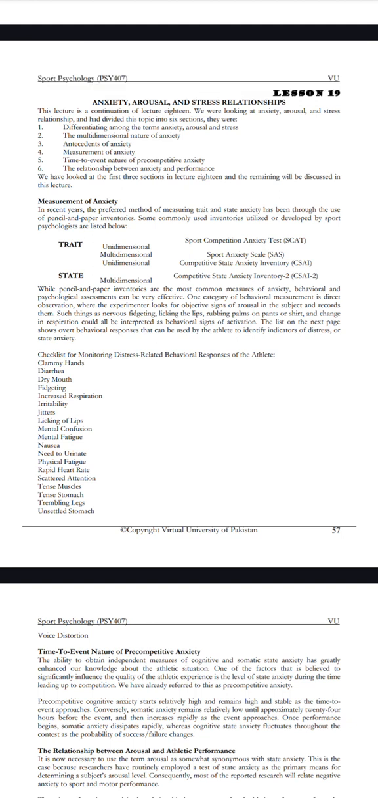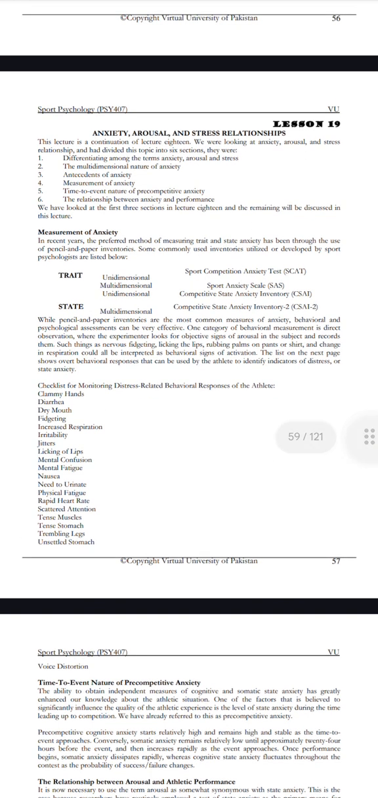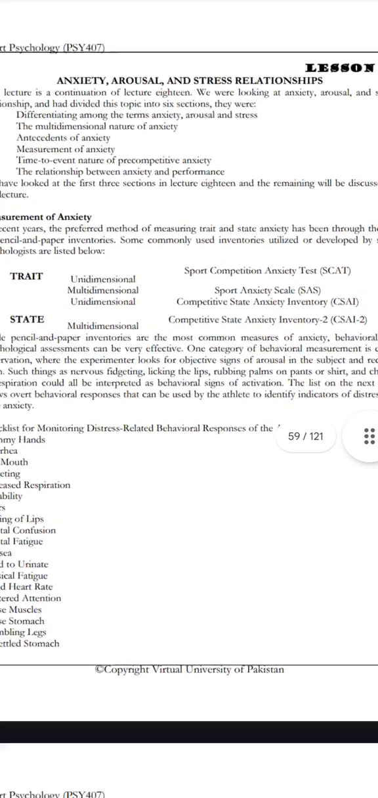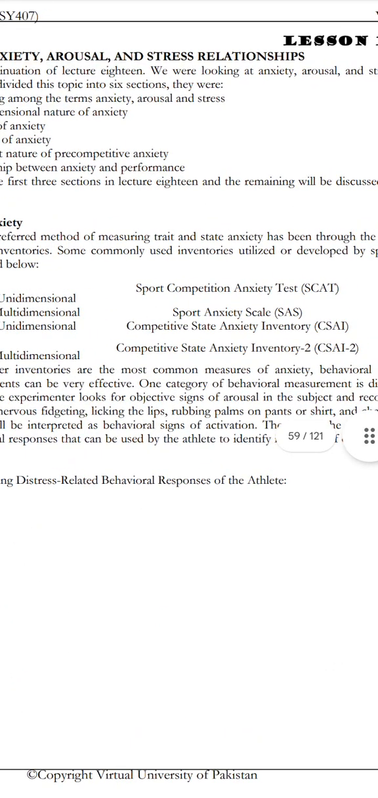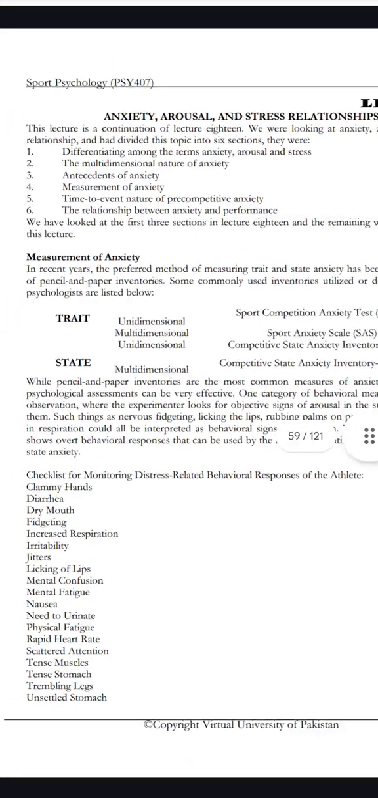Let's move toward the first topic of today's lecture, measurement of anxiety. The first and preferred way in recent years of measuring anxiety is pencil and paper inventories, and there are many inventories for the measurement of anxiety, such as the Sport Competition Anxiety Test, Sport Anxiety Scale, Competitive Anxiety Inventory, and Competitive State Anxiety Inventory-2.